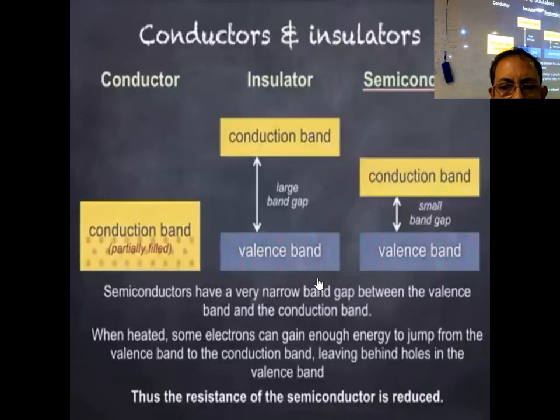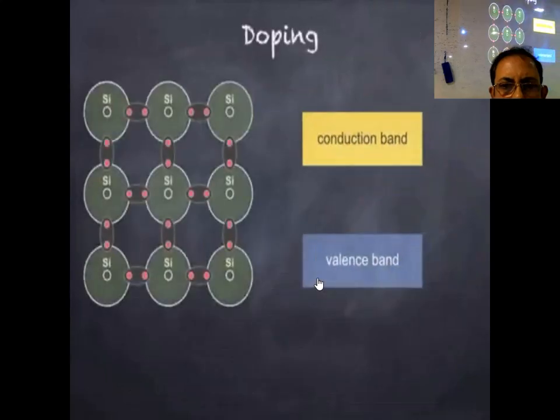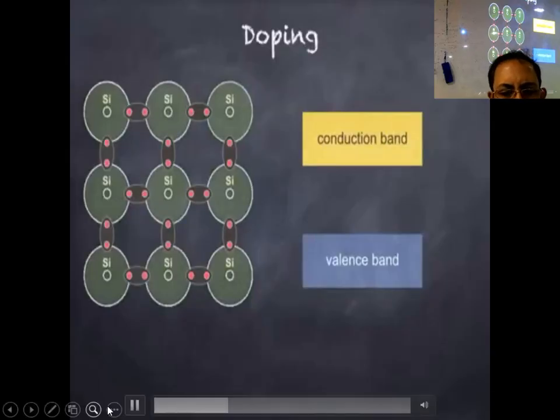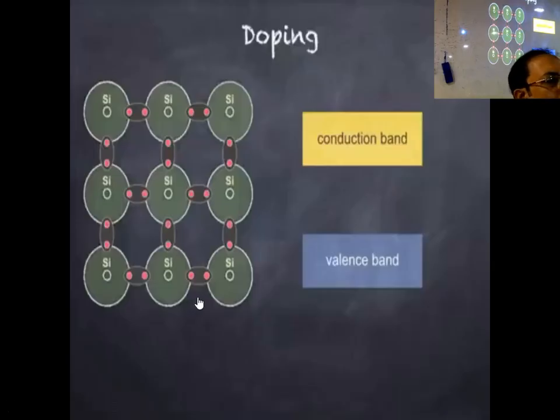Next on the agenda is doping. Here on the left, we see the bonding model of an intrinsic semiconductor, silicon again. With the addition of impurity atoms... Now the effect of doping. Doping means mixing of some impurity. Impurity will reduce the resistance.